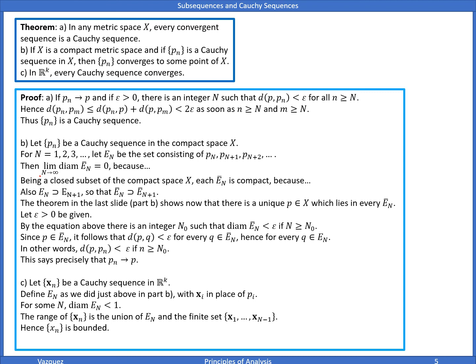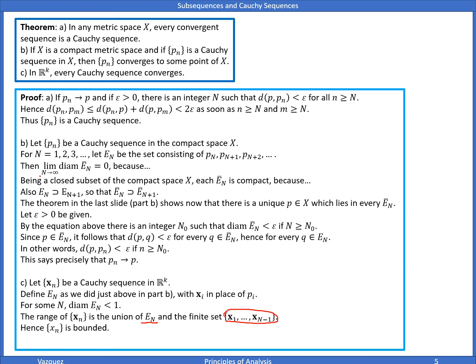Therefore, X sub n is bounded. Right, because we know E sub n has diameter less than 1 and finitely many points. We can easily bound that. And we actually saw something similar in the last lecture.